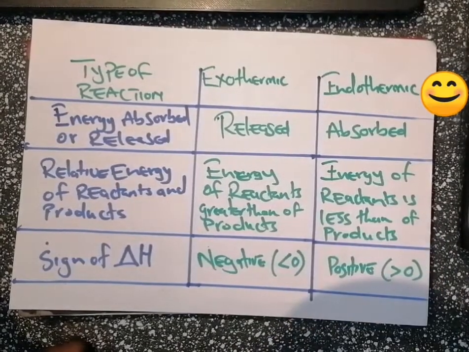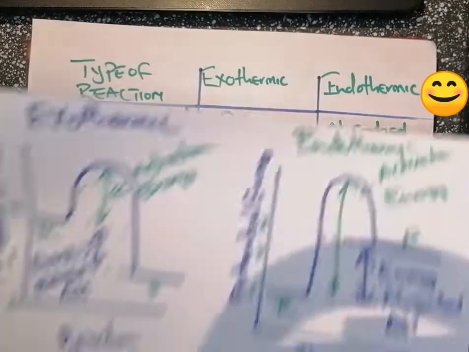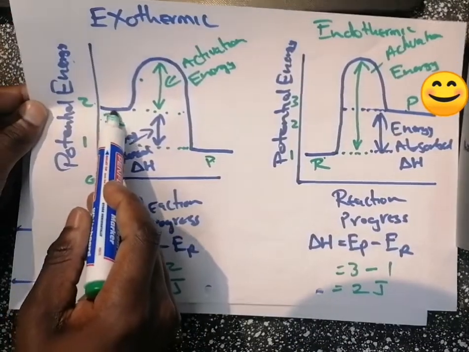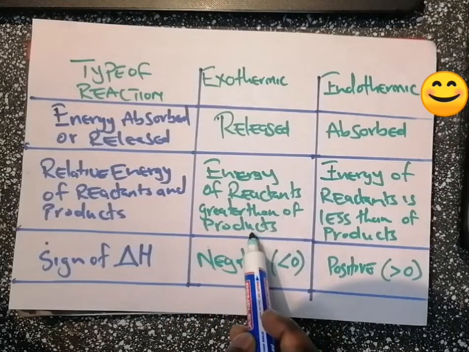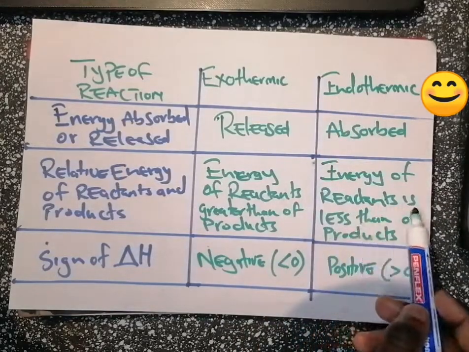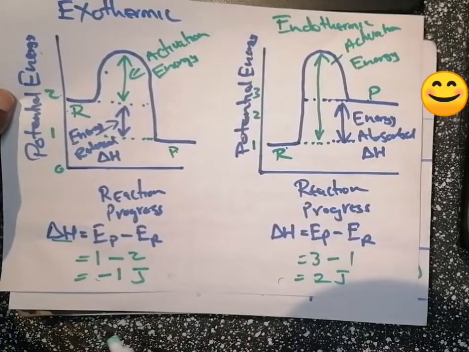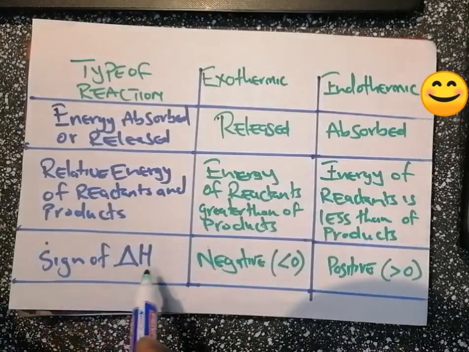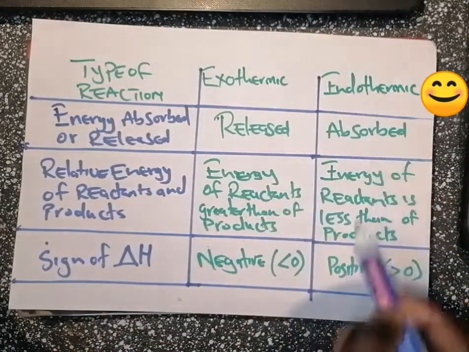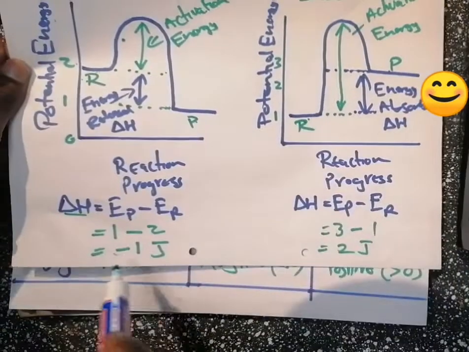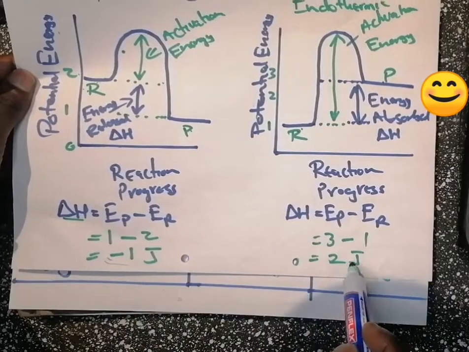Okay, let's confirm this statement. We're talking about the graph, right? In exothermic reaction, reactants have higher energy than products. Energy of reactants is greater than that of products. In endothermic, energy of reactant is less than that of product, right? Look, reactant is 1, while product is 3, isn't it? What about the sign of delta H? Well, in exothermic it is negative. The heat of reaction is negative, while in endothermic it is positive.